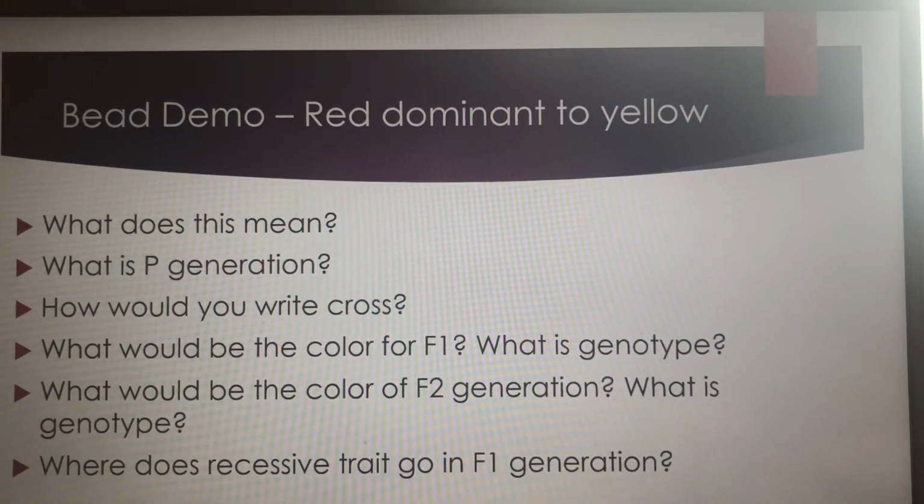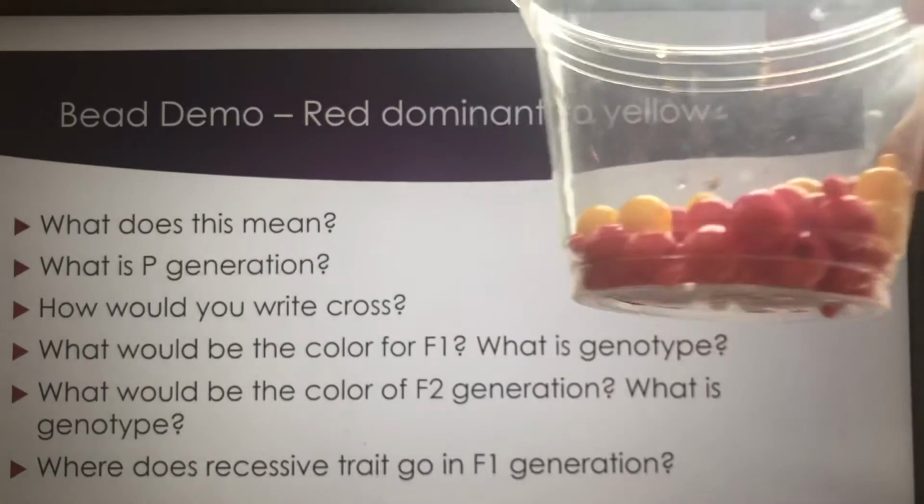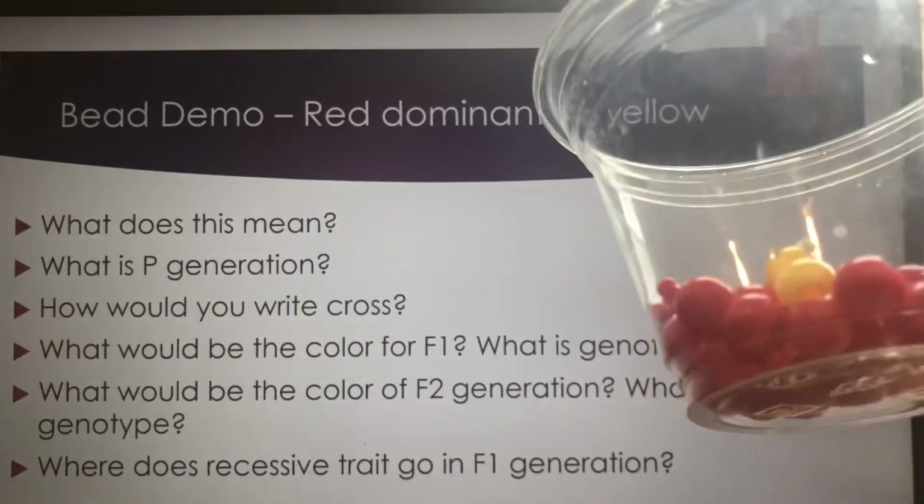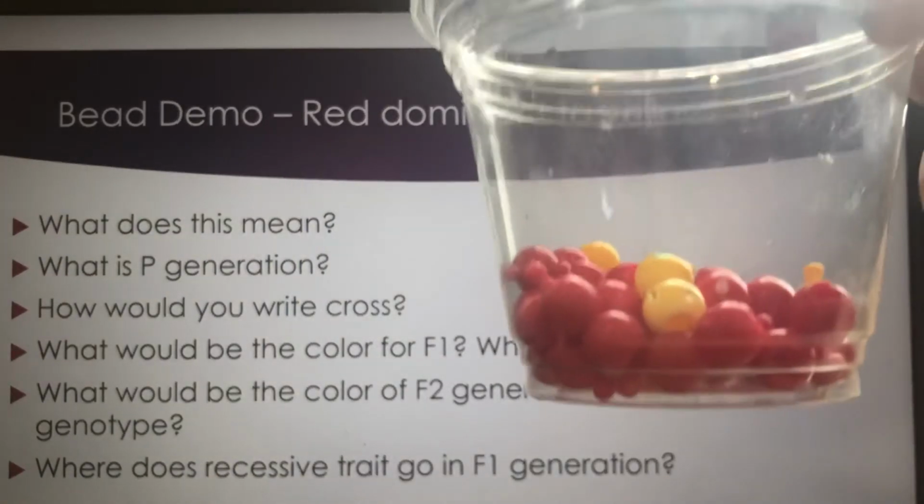What would the color of the second generation be? Well, in the second generation, we're going to have a whole bunch of different things going on. The color would be some red and some yellow. So it looks something like this: red and yellow beads mixed together. Finally, out pops the yellow allele.